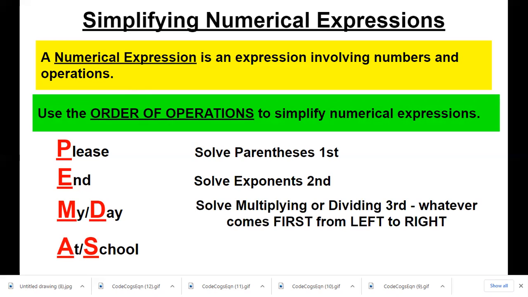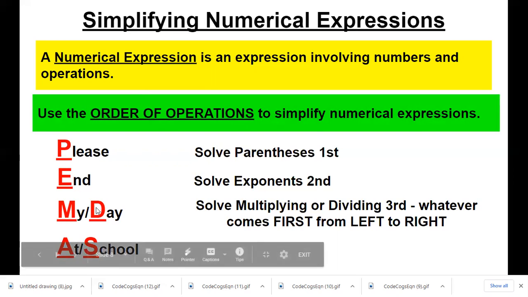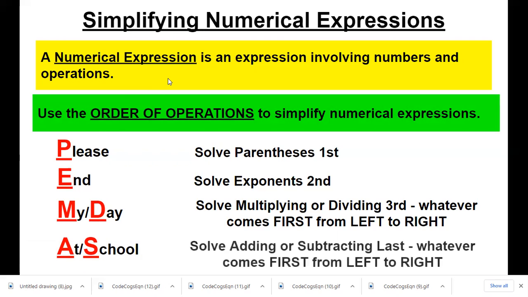However you do it, whatever comes first from left to right. So as you read from left to right, if you have dividing coming first on the left side, before multiplying, you're going to do the dividing first. That's why My and Day, or multiplying and dividing, are on the same level. And finally, At School stands for adding and subtracting. Again, whatever comes first from left to right. So if subtracting comes on the left side first, you're going to do that before any adding.